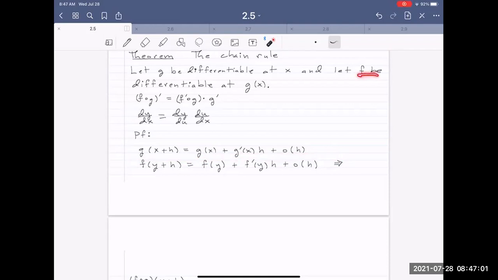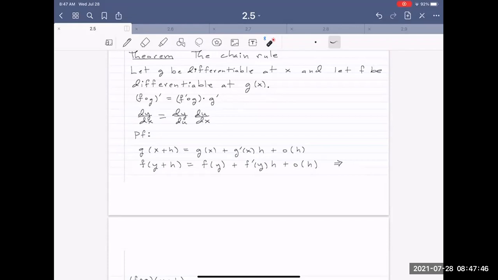Next, since f is differentiable at g of x, I'll call g of x y in this notation, just so that it looks a little nicer. Then there exists some f prime of y such that f of y plus h is equal to f of y plus f prime of y times h plus little o of h. Okay, all nice and fine.